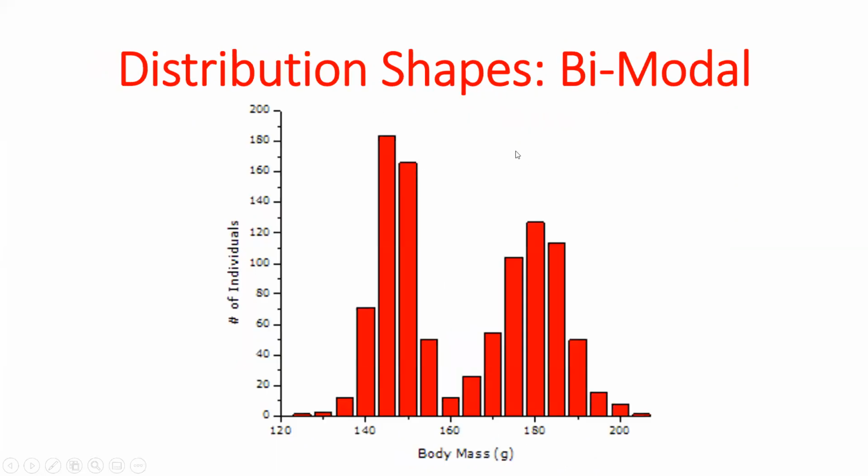And then the last one, we'll call this one bimodal. If I had to draw a line here, it looks almost like two normal distributions. So if I'm looking at this variable of weight, body mass, why might I end up with a frequency distribution that looks like this?